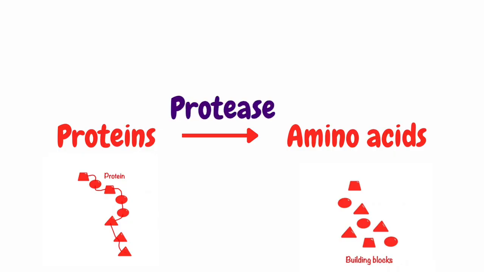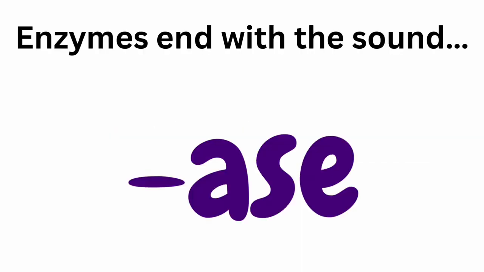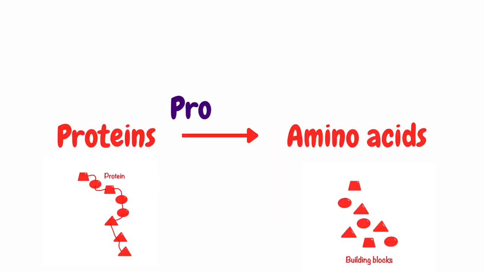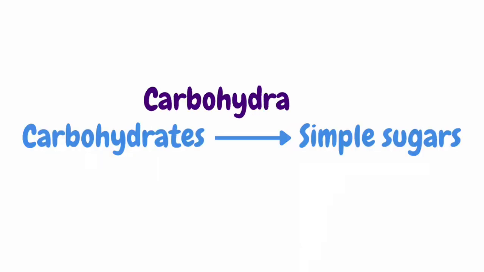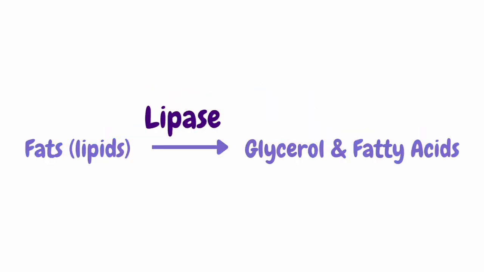Sometimes, instead of writing the word enzyme above the arrow, the scientist will write the name of the specific enzyme that carries that reaction out. And you can usually spot enzymes because they end in the sound ase. The enzyme that breaks down proteins is called protease. You see what they've done there? And you might be able to guess that the enzyme that breaks down carbohydrates is called carbohydrase. Sometimes we call fats lipids, and the enzyme that breaks down lipids is called lipase.